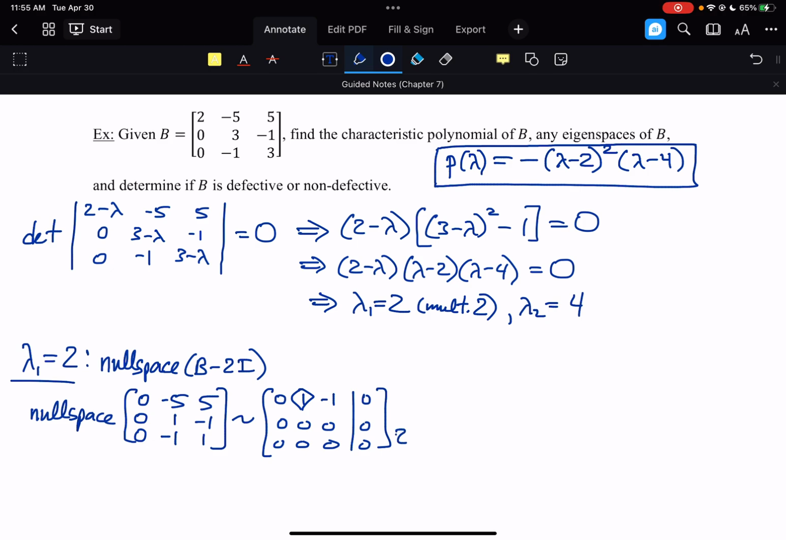So we get z will be t, y minus t is 0, so y is also t, and x, don't be fooled, x is not necessarily 0. This means that x does not show up in this system, which means it can be anything. That makes it free. So x will be another free variable, r.